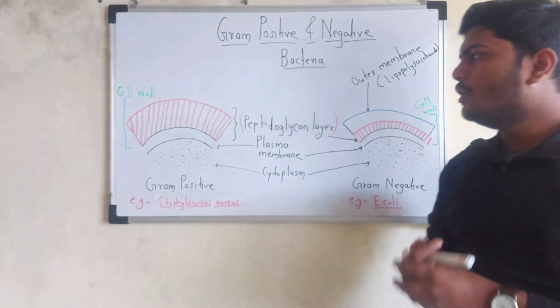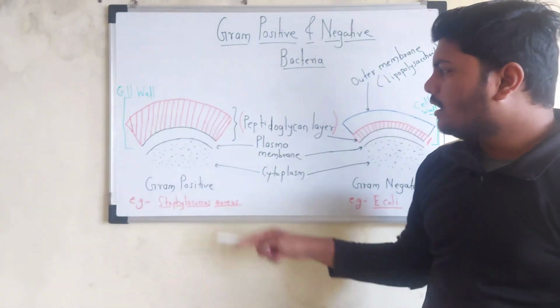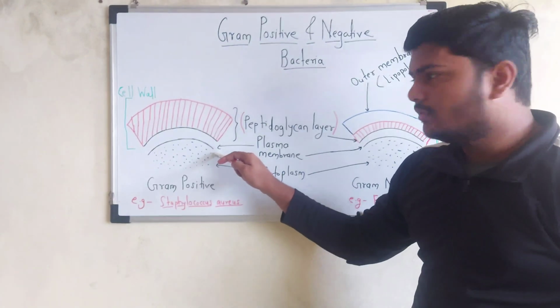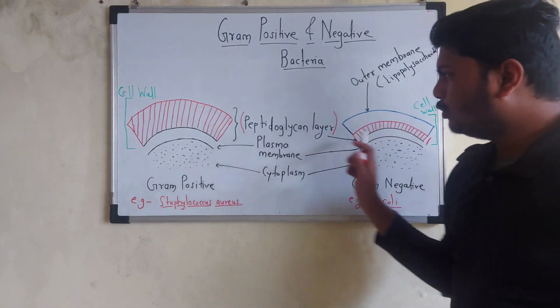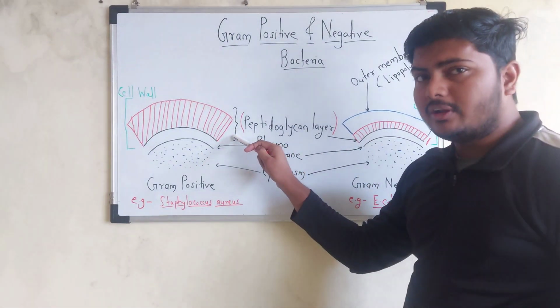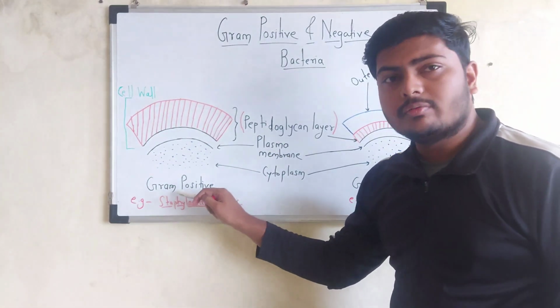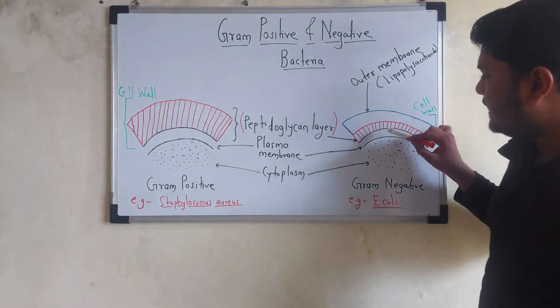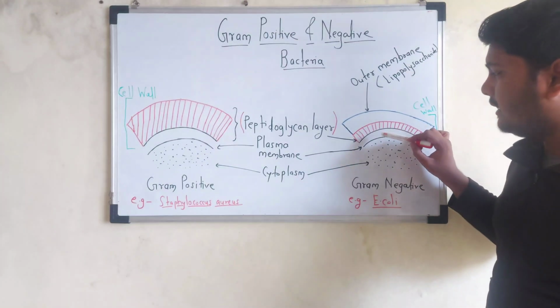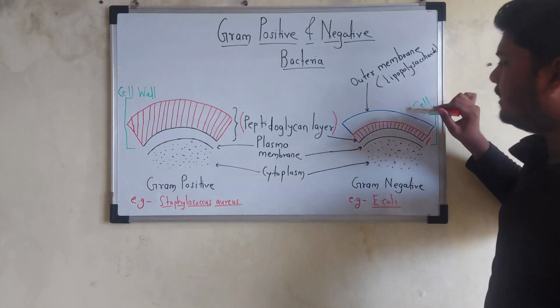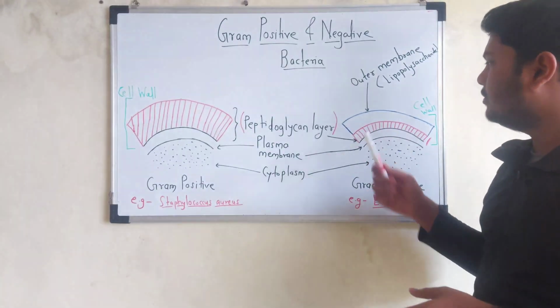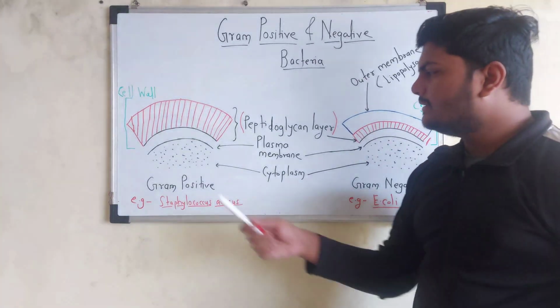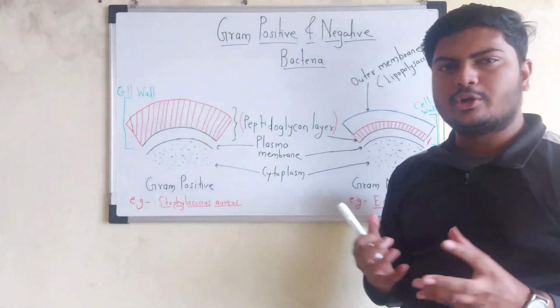a lipopolysaccharide layer. So the structure is this: the plasma membrane is present in both cases. Then a thick peptidoglycan layer is present in gram positive bacteria, and a thin peptidoglycan layer is present in gram negative bacteria, and then there is an outer membrane above the peptidoglycan layer. So this is the difference between gram positive and gram negative bacteria.